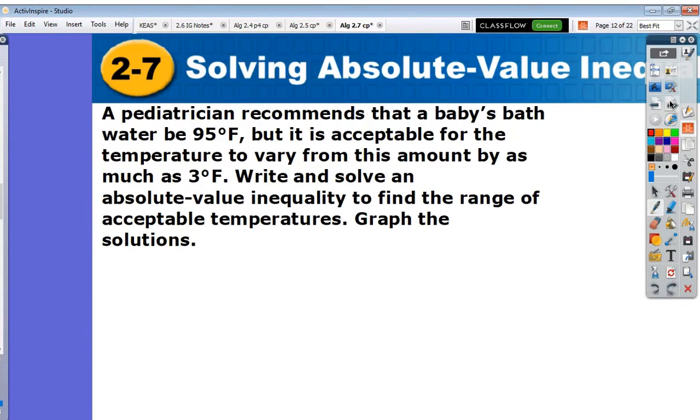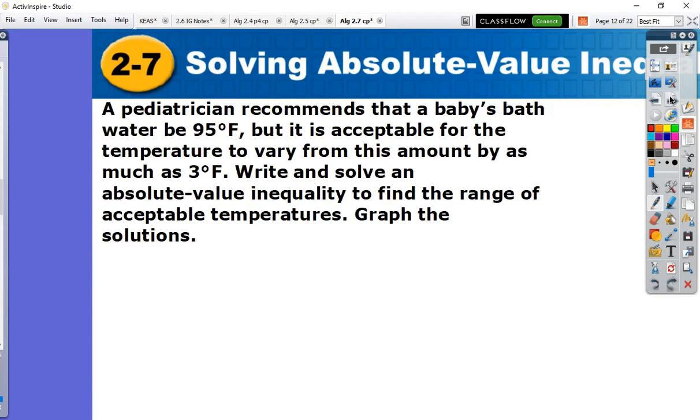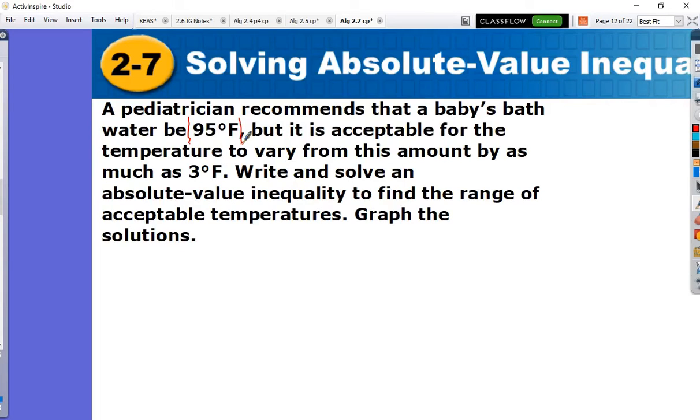Okay, so the next part, we have word problems. Here we have a pediatrician who recommends that a baby's bathwater be 95 degrees. But it is acceptable for the temperature to vary from this amount by as much as 3 degrees. So the temperature could be 3 degrees lower or 3 degrees higher. We're not going to write and solve an absolute value inequality. But what we are going to do is find the range of acceptable temperatures and graph the solutions.